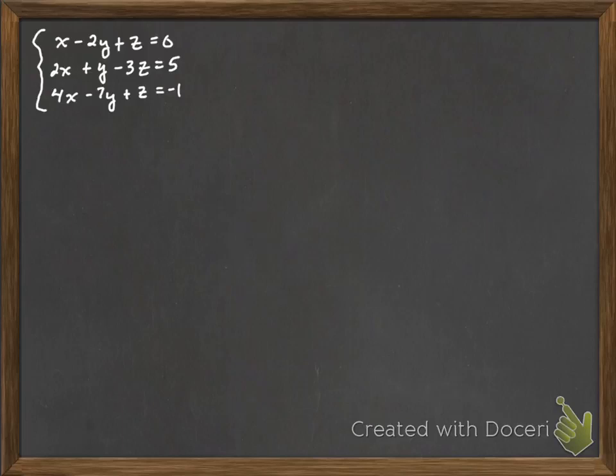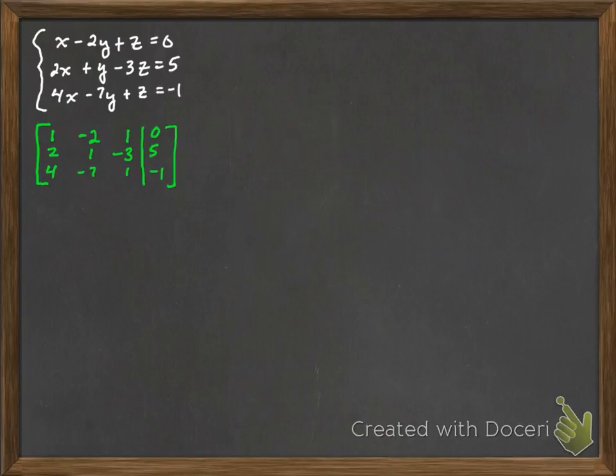All right, let's do the same thing, some Gaussian elimination, except we're going to use a 3 by 3, which means 3 equations with 3 variables this time. So the first matrix that we're going to write down is going to be our augmented matrix, starting with your coefficients of 1, -2, 1, 2, 1, -3, 4, -7, and 1. And then a vertical bar, and then our constants over here, 0, 5, and -1.